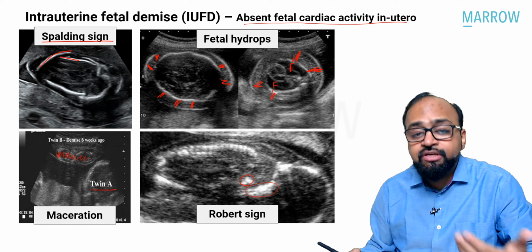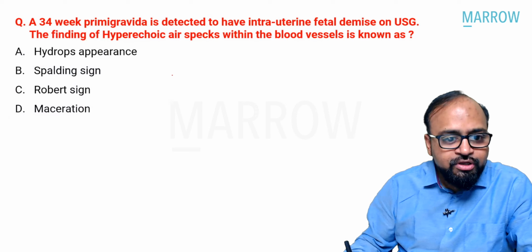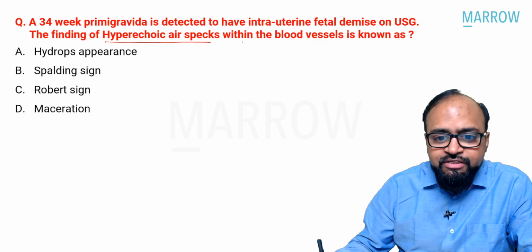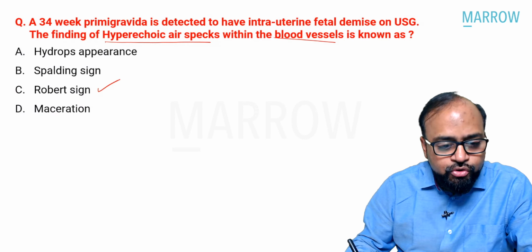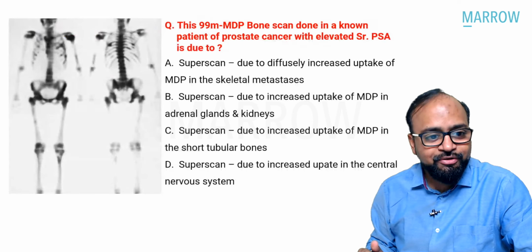And this is what is called the Robert sign of intrauterine fetal death. So this hyperechoic air specks within the blood vessels is what is called the Robert sign. This was the answer to this particular question.